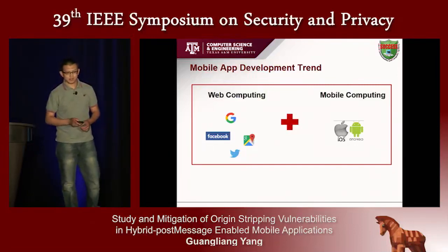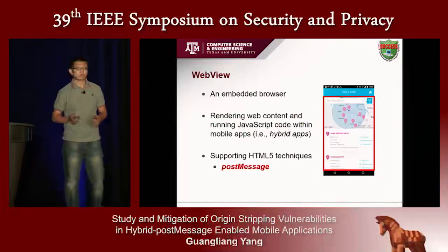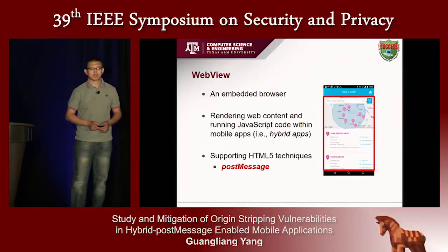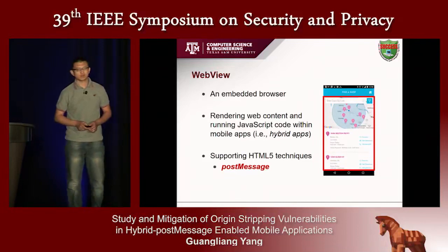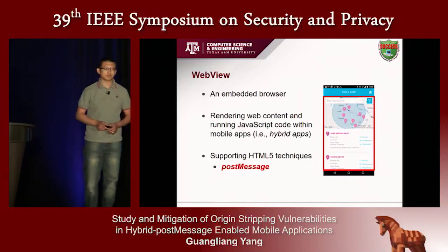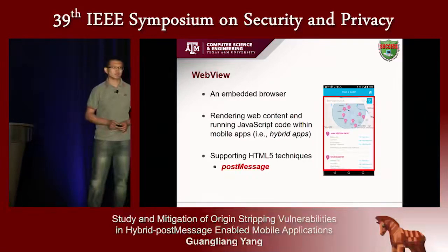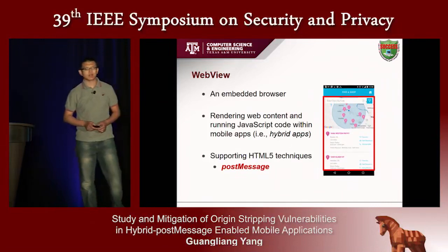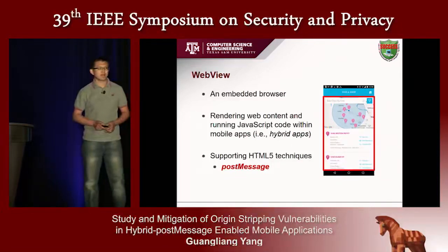This is implemented through the application of a UI component called WebView. WebView is an embedded browser. It can be easily integrated in mobile apps to show web pages and run JavaScript code. And for this type of application, we call them hybrid apps.